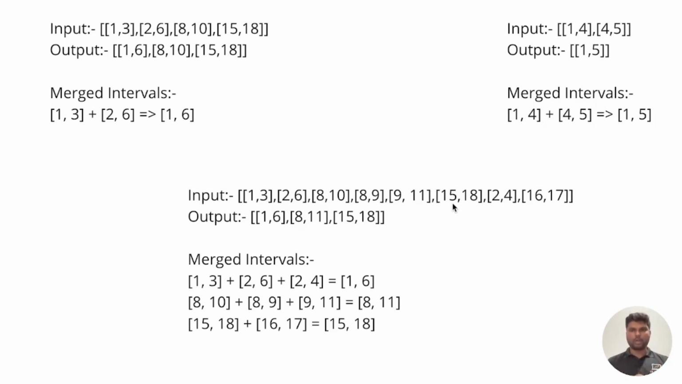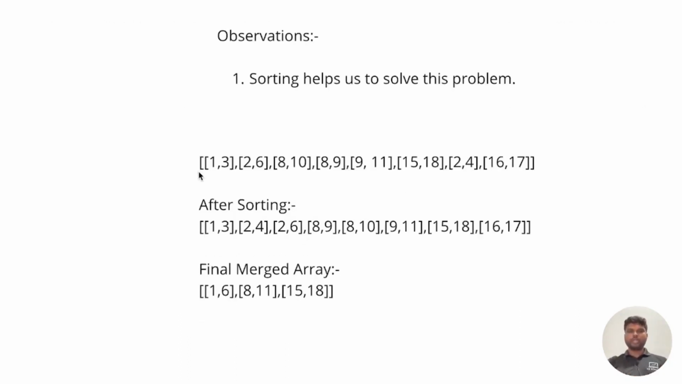Now let's see what happens after sorting this entire array. After sorting, this is the intervals array that we get. You can see that [2, 4] has moved from the second last position to the second position. After sorting, we can be sure that all the intervals which can be merged are adjacent to each other. So we can just iterate over this array one by one and see if the next interval can be merged with the current interval.